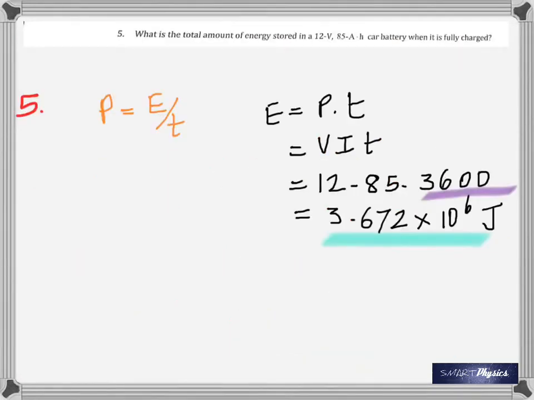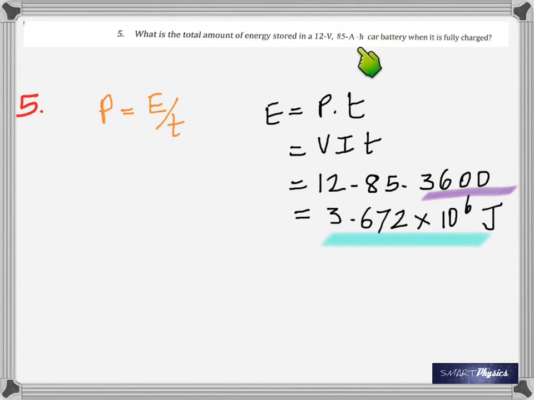Okay, in this question it says, what is the total amount of energy stored in a 12 volt 85 ampere hour car battery when it is fully charged? Now if you look at the unit here, of course this is the voltage, but you find an unusual unit, which is ampere hour. Now that's how the power of a battery is expressed.